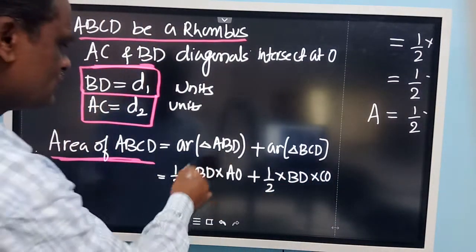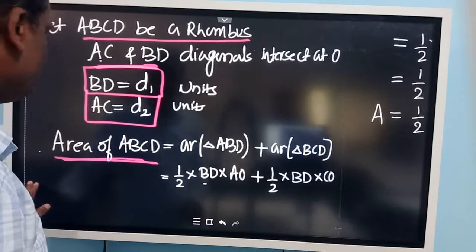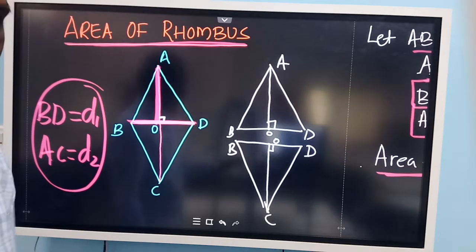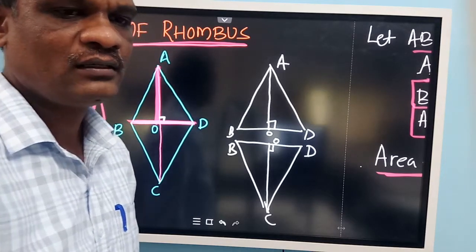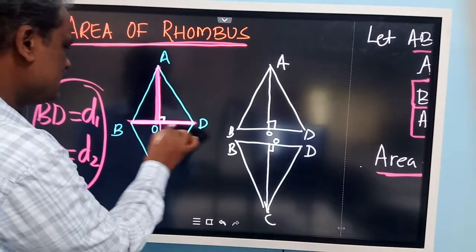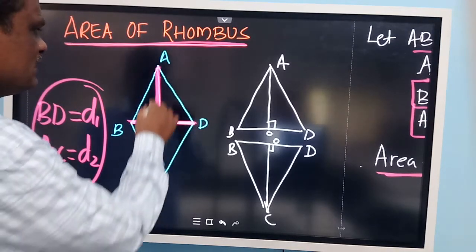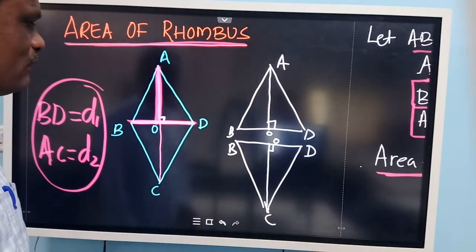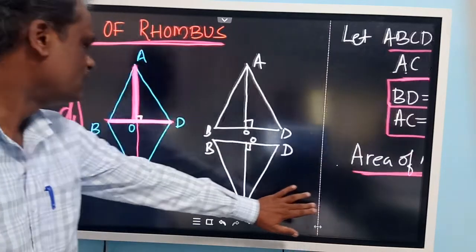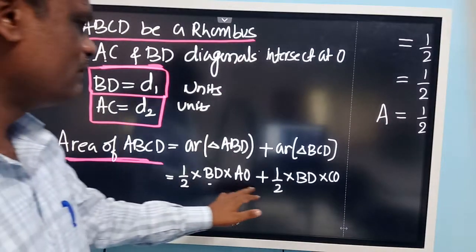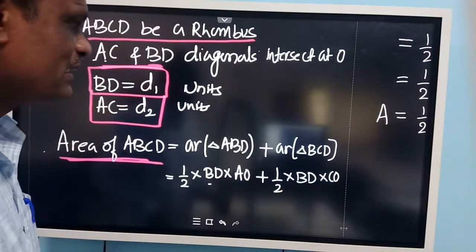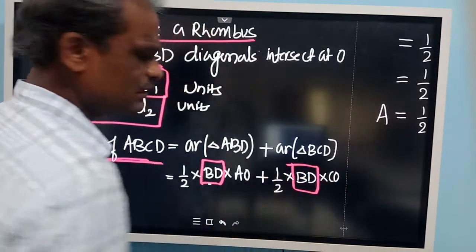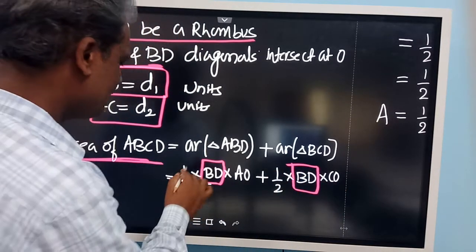Now you can substitute the values here. What is BD, what is AO? Now tell me, what is the length of BD I have taken? This is D1. Can you tell me what the length of this AO will be? Okay, later we can do that one. Let us substitute the values here. Now, in both the cases, BD is common, isn't it? BD is present in both the triangles.